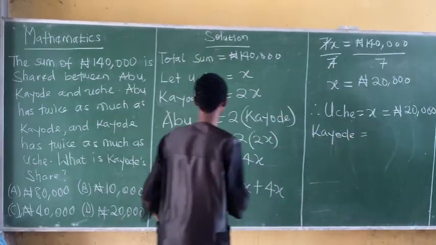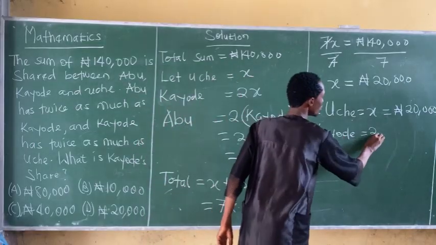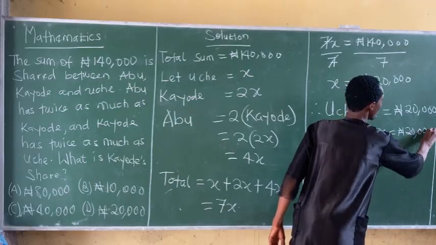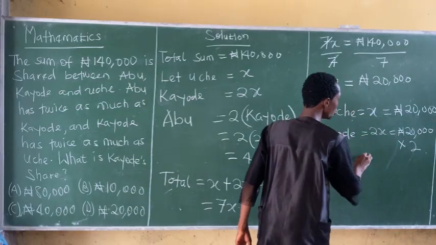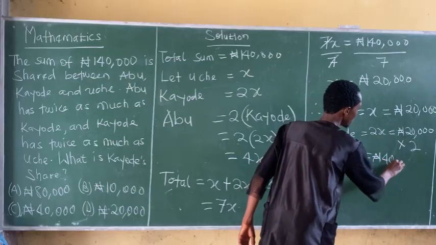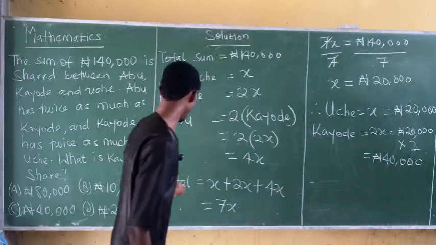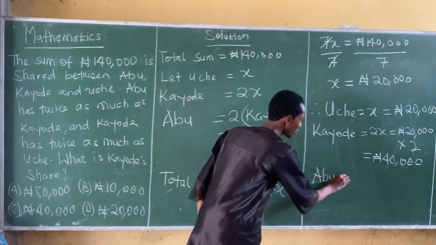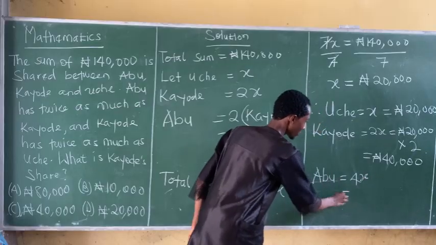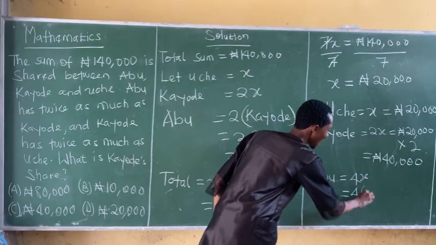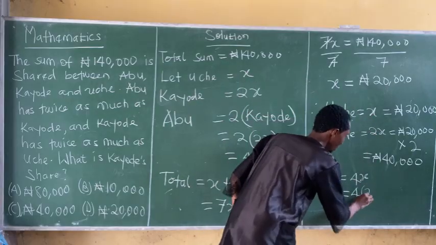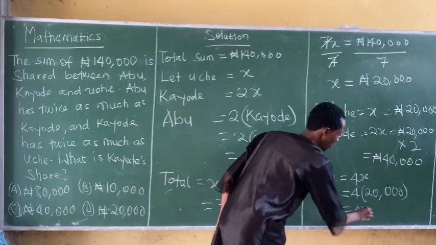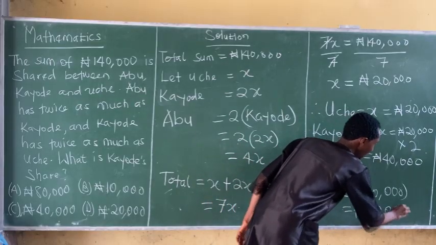The next we have here is Kayode. Kayode here is equal to what? 2x, which is equal to 20,000 times 2. And 20,000 times 2 will give us what? 40,000. The last here is what? Abu. Abu is what? 4x. So we have Abu to be equal to 4x, which is 4 times our x here, which is what? 20,000. 4 times 20,000 will give us 80,000 naira.